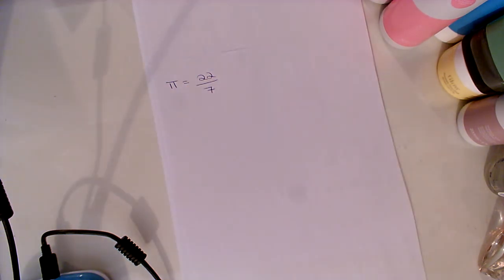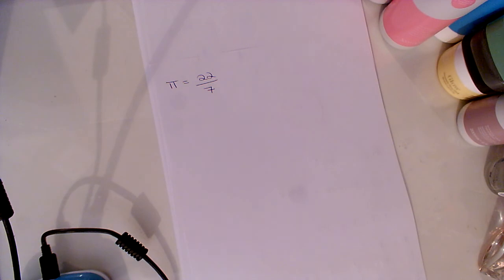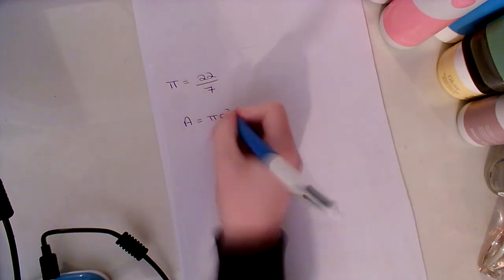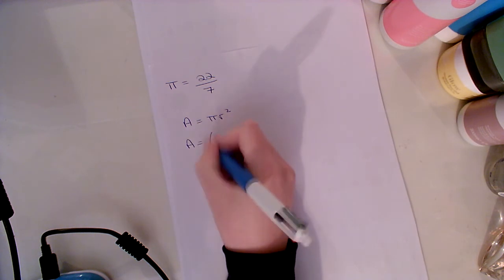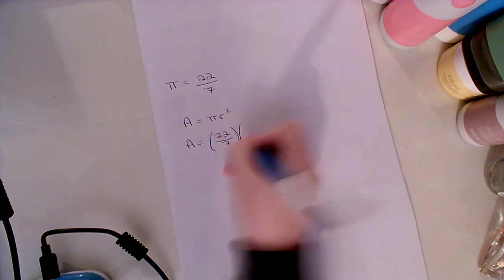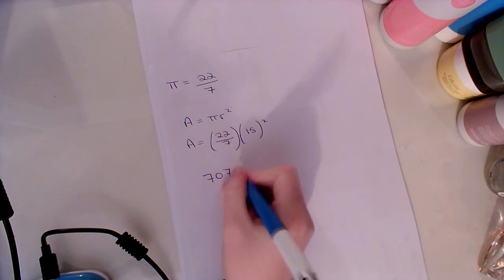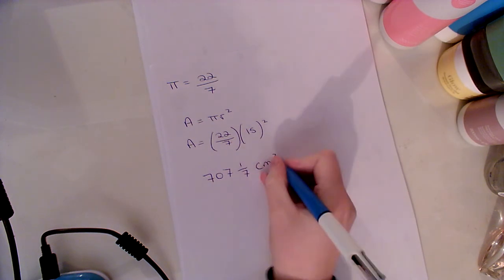So they will tell you which version of pi they want you to use. If they don't, just use the pi button in your calculator and leave it to 2 or 3 decimal places. So formula, area is equal to pi r squared. Area is equal to 22/7 bracket 15 squared. And when I put that into my calculator, I get that the area is equal to 707 and 1/7 centimeters squared.